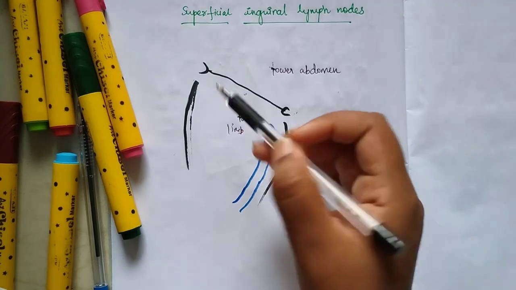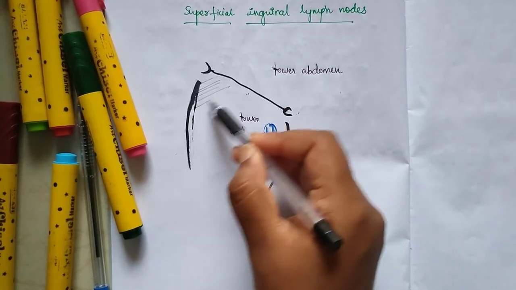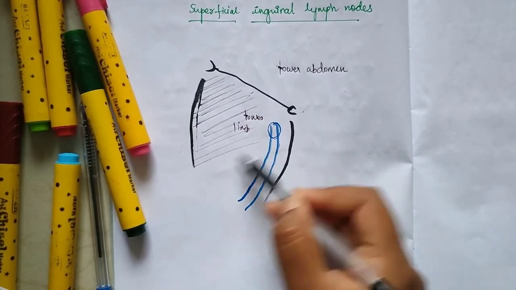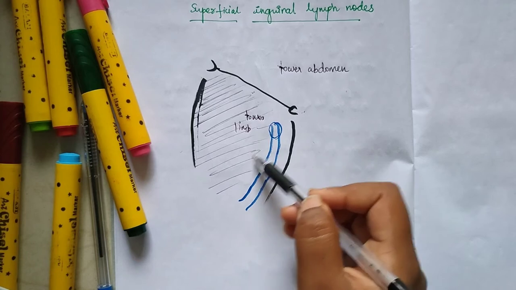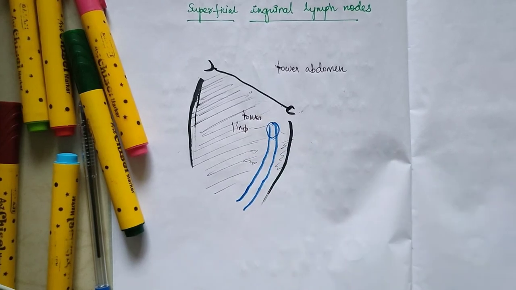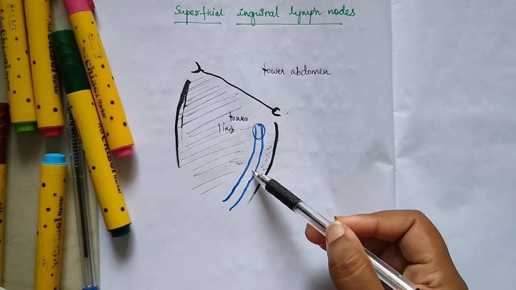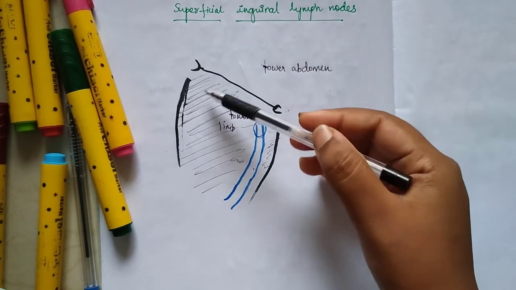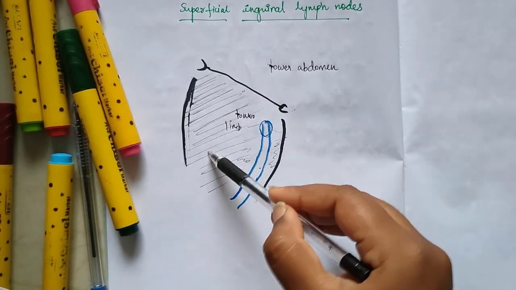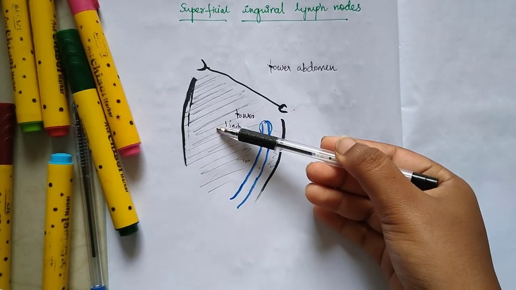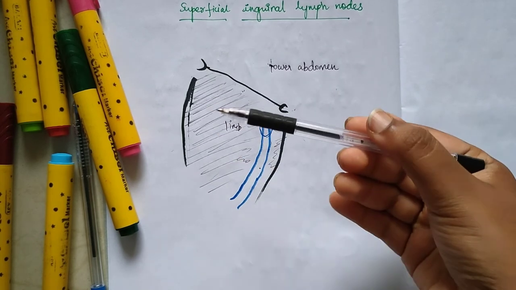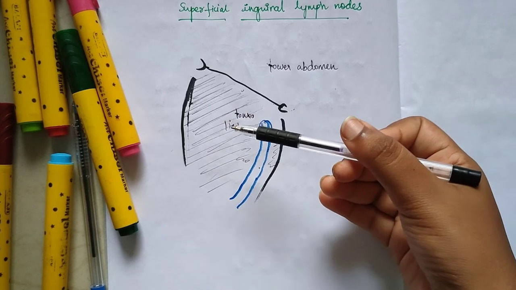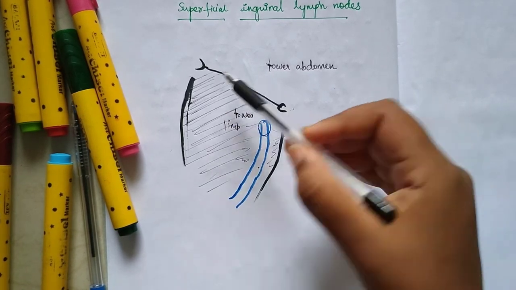That is, you consider this as the deep fascia. The great saphenous vein is the superficial vein. Above the deep fascia, we can see the superficial fascia, that is a fatty layer. In this, lymph nodes are seen. That is the superficial inguinal lymph nodes.